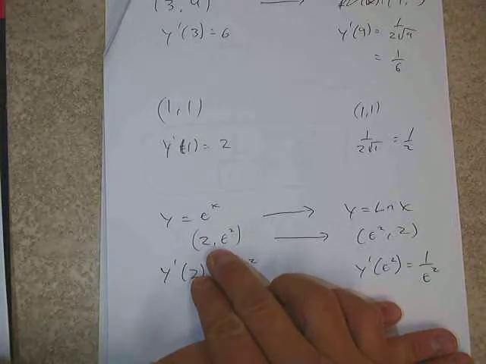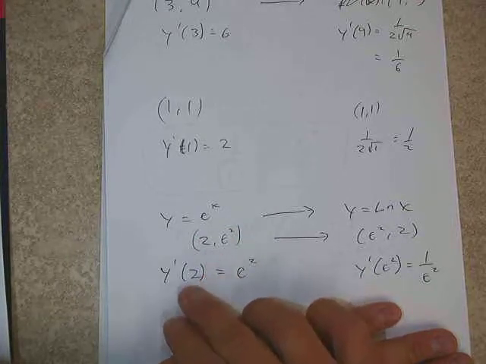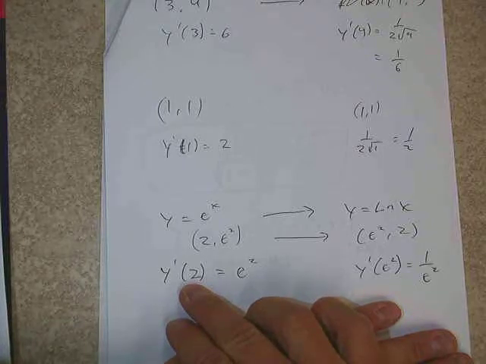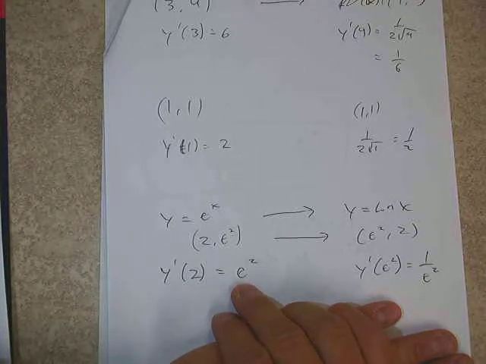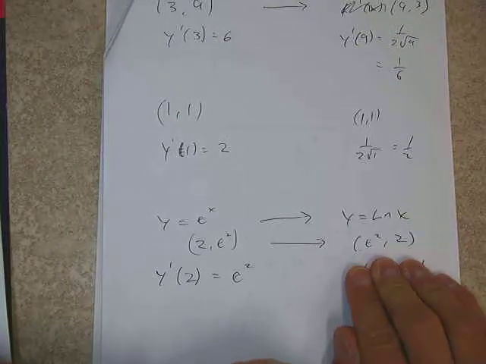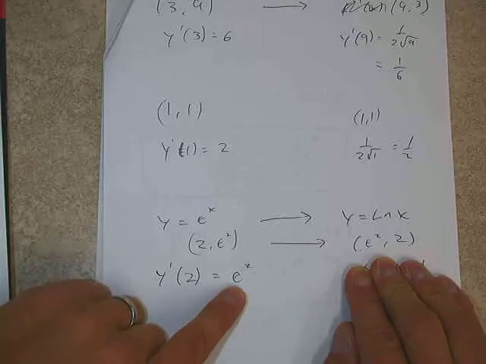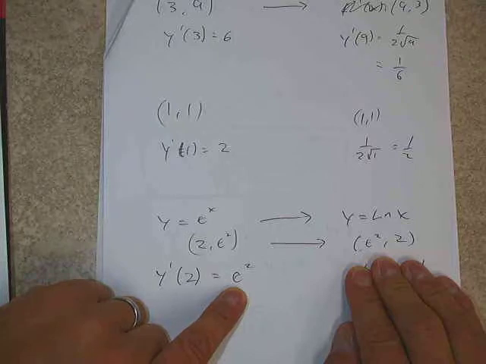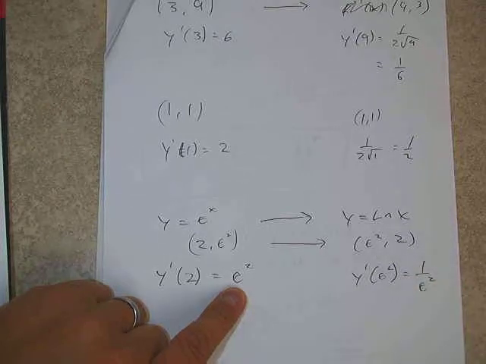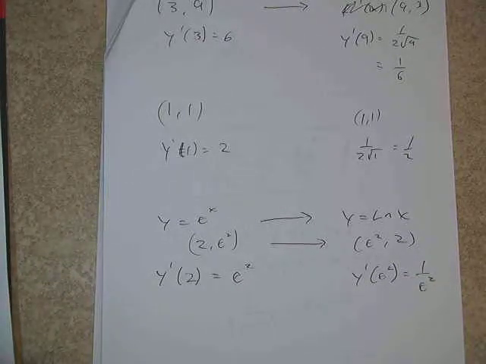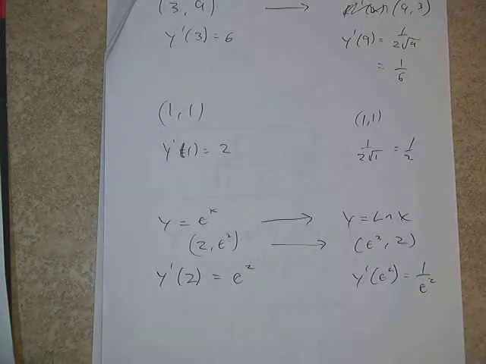All right. So, for instance, I'm going to give you another example here. I have y equals e to the x. That goes to the point 2, e squared. And I'm going to tell you right now the derivative at 2 is e squared. Now, knowing that the corresponding point on the natural log function, which is its inverse, is e squared, 2, we should be able to tell what the derivative is at that point, without even knowing how to find the derivative of ln x. Because according to our pattern here, what should it be? It should be 1 over e squared. It should be the reciprocal, and it is.